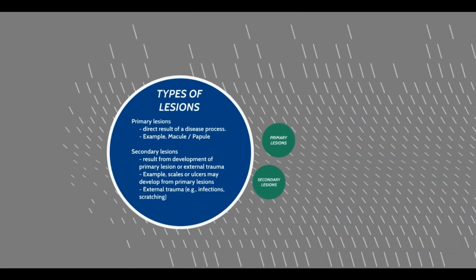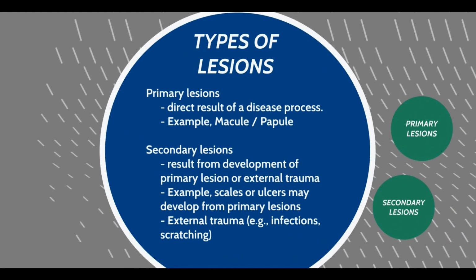So let's go ahead and talk about the types of lesions. So what is a lesion? A lesion is a break in the continuity of the skin. And I want to break this down into two different kinds of lesions. You have primary lesions and secondary lesions. Apply the same principle that you apply to CVAs and strokes. You have primary injury versus secondary injury.